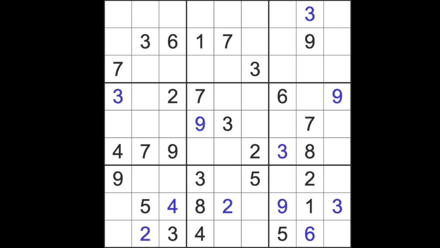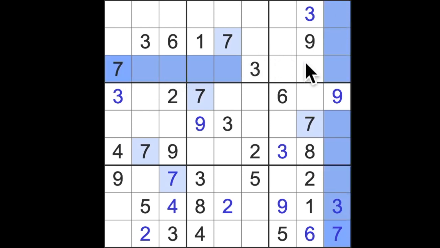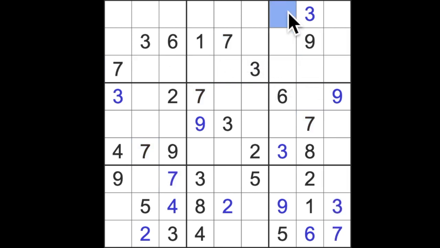Right, I've done some stuff. What else can I do? Seven's blocked down here like this, so there's a seven. And then seven's going to block across here, so that'll give me a seven in that square if I can find the right key. Seven's blocked up here across these two rows. Mouse is behaving weirdly. Seven there. Seven down. Sorry, I do apologize.